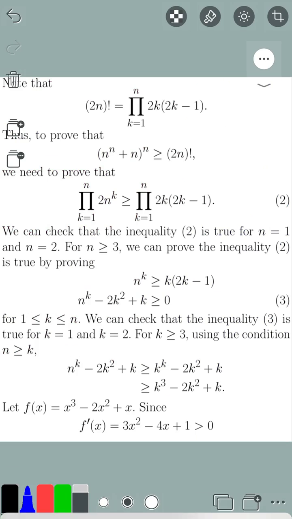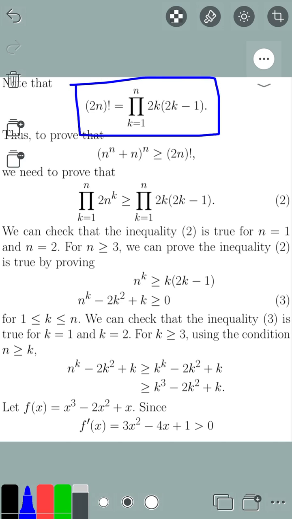Next, note that the 2n factorial can be expressed as a product from k equals 1 to n. So 2n factorial is equal to the product from k equals 1 to n of 2k times 2k minus 1. Why? Because first, plug in k equals 1, we have 2 times 1. Then k equals 2, we have 4 times 3. K equals 3, we have 6 times 5, and so on, up to k equals n, where we have 2n times 2n minus 1.